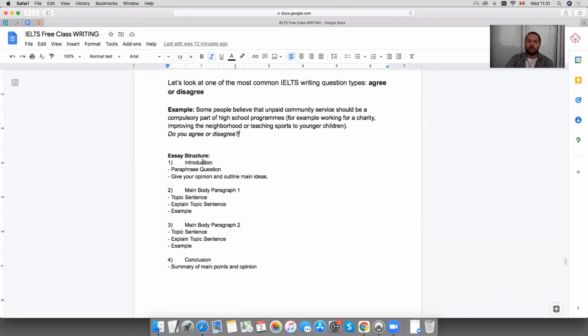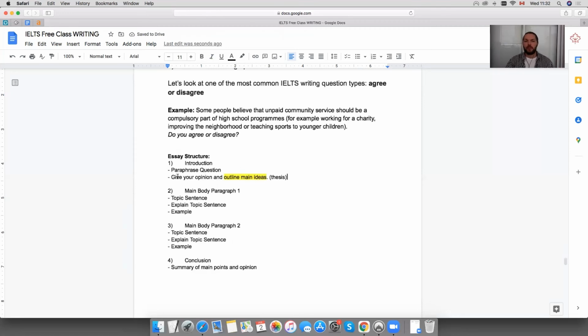In our introduction, we're going to paraphrase the question. So for an example of that, we would say, it has been a conversation for a long time about whether high school students should have mandatory volunteerism programs in their communities. We are just repeating the question, not exactly, but we're paraphrasing the idea that they want us to talk about. Then we're going to give our personal opinion and outline the main ideas. The idea of outlining your main ideas is your thesis. We want to have a very clear thesis for all of our writing.